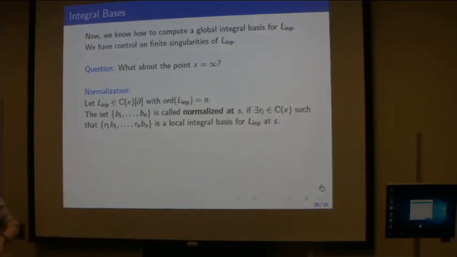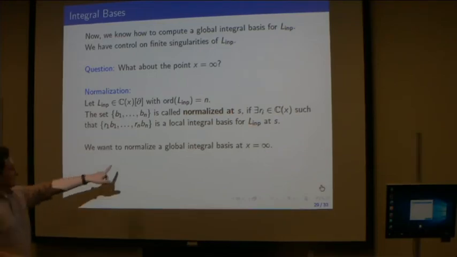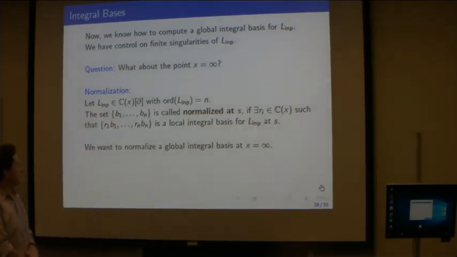So now we have our global integral basis, but we don't have any control on the point at infinity. So we want to scale our global integral basis in such a way that it is as close as possible to being integral at the point at infinity. It is not going to be a local integral basis at infinity, but it is going to be very close. I mean, the exponents, we will make them as small as possible. So we want to normalize our global integral basis at infinity.